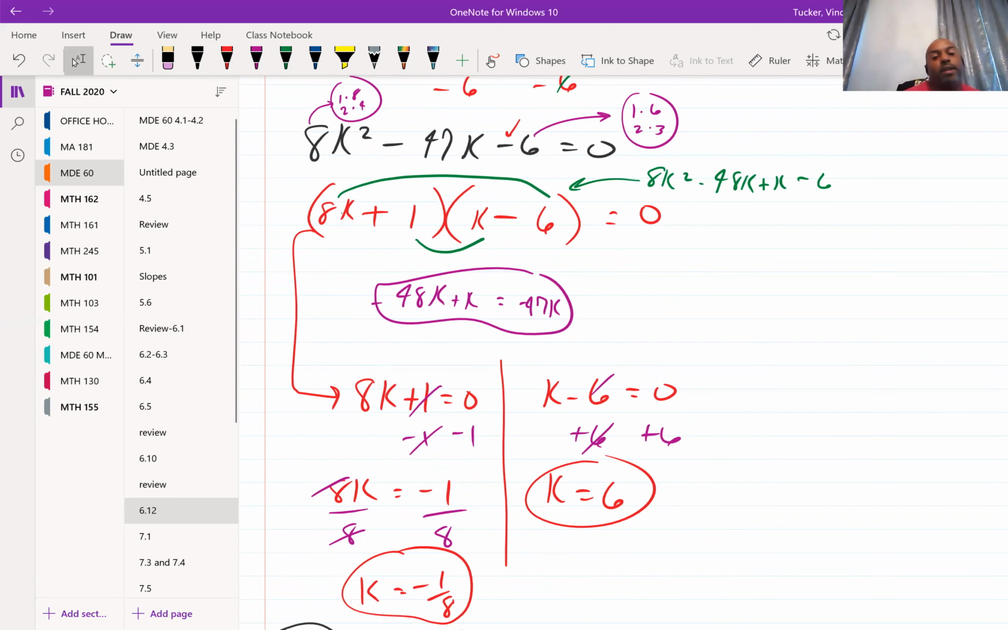And then once you do that, 8k plus 1 equal to 0, k minus 6 equal to 0. Go ahead and solve those, subtract 1 from both sides, divide by 8. K is equal to negative 1 over 8. And then add 6 to both sides for the other one. K is equal to 6. Questions? Any questions?